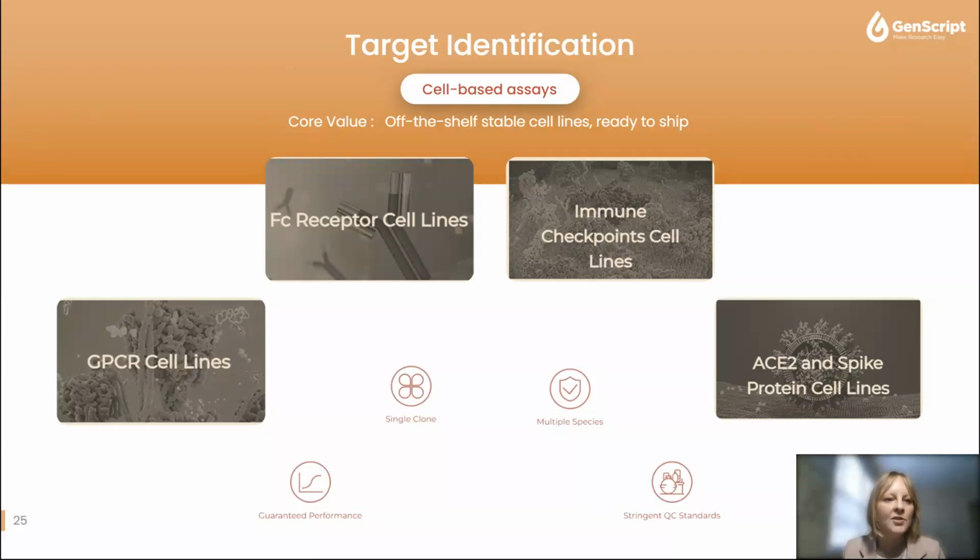Our off-the-shelf stable cell lines are a valuable tool to antibody drug target validation as well. These are going to provide a consistent and reliable source of cells that express proteins at a known level, that is then going to allow you to evaluate the function and identify potential drug candidates that selectively target the protein. Our immune checkpoint cell lines include PD-1, TIGIT, 4-1BB, and more.